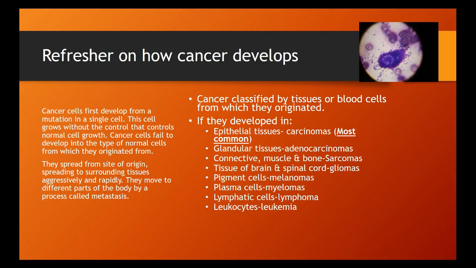So if you've ever heard the different terms of cancer, like someone told you they have some sort of blastoma or leukemia, you probably wondered how they come up with these names. These names are derived by the type of tissue or blood cells from which the cancers originate. If they develop in the epithelial tissues, then they're called carcinomas, and these are the most common. Glandular tissues are called adenocarcinomas. Connective muscle and bone is called sarcomas. Tissues of the brain and spinal cord are called gliomas. Pigment cells, so we hear this one a lot nowadays, it's much more contemporary to hear about melanomas, skin cancer essentially. Plasma cells, lymphocyte cells, and leukocytes.